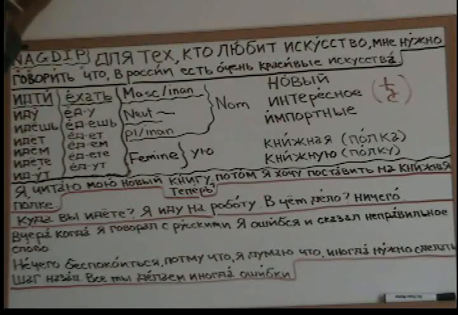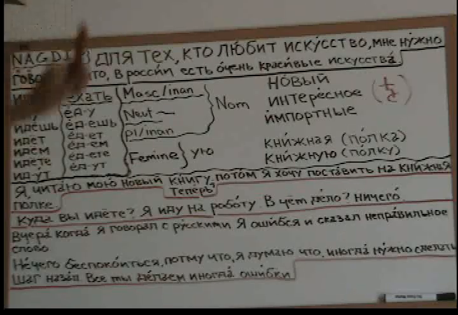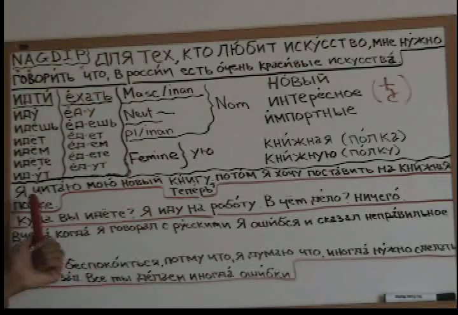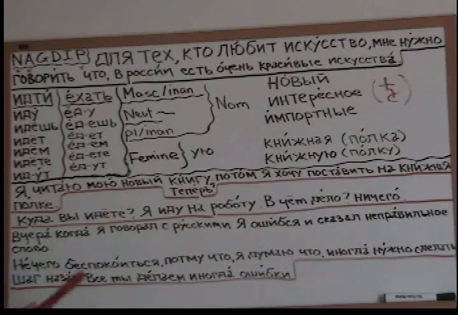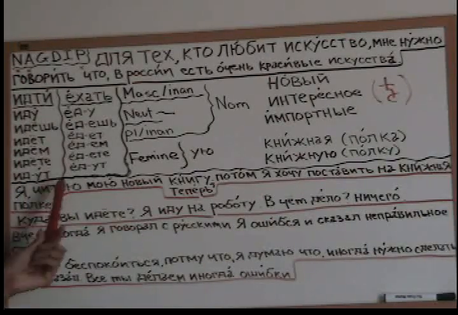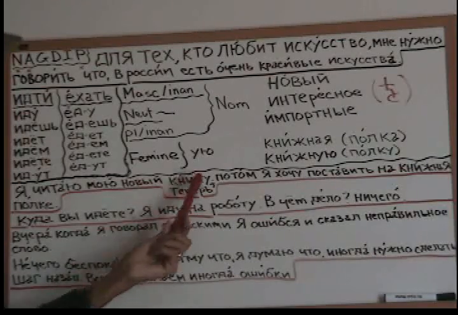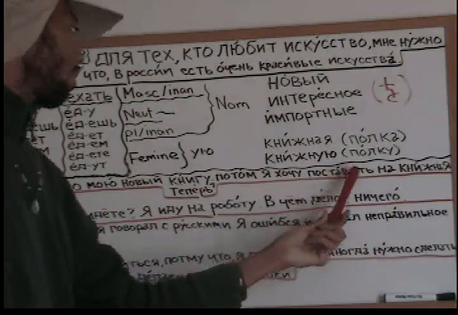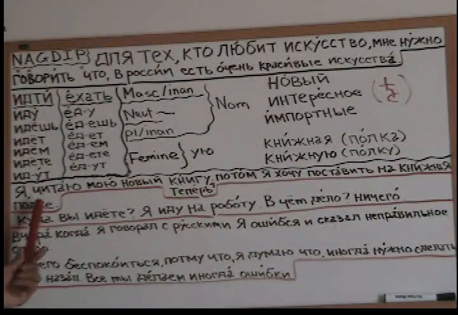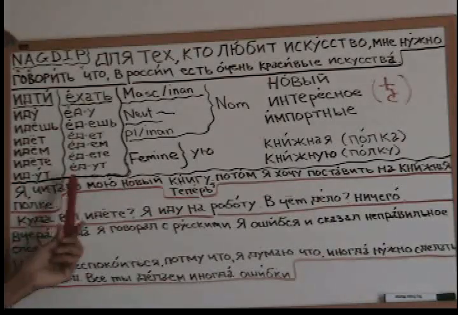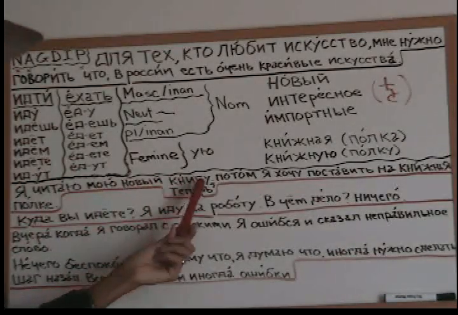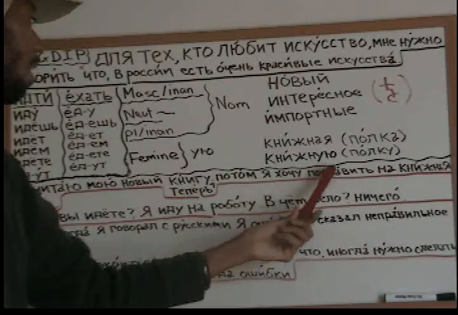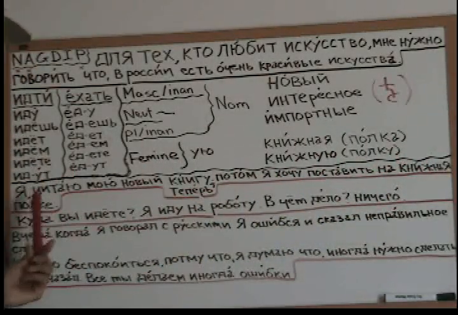If it's in the accusative case, you're not going to change it. And I have an example sentence to show you. It's the first one down here, using that новый. Okay? So, я читаю мою новую книгу. Потом я хочу поставить на книжной полке.